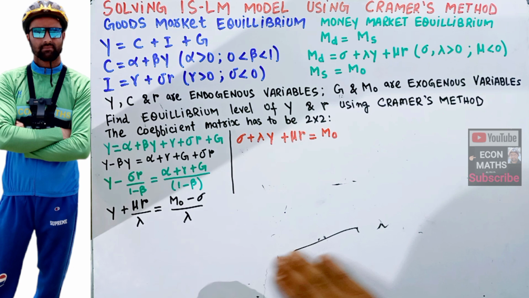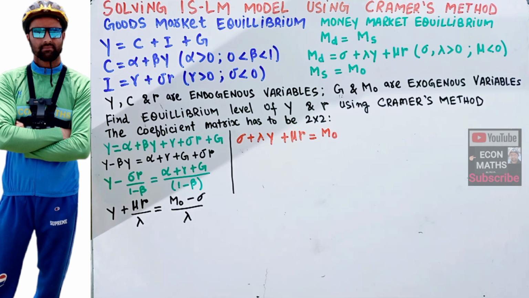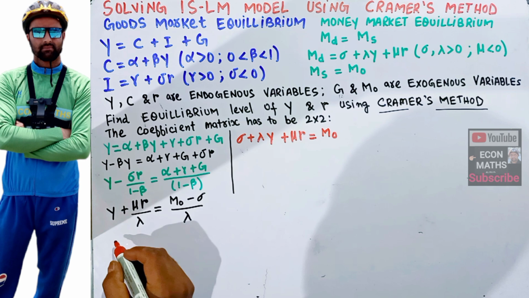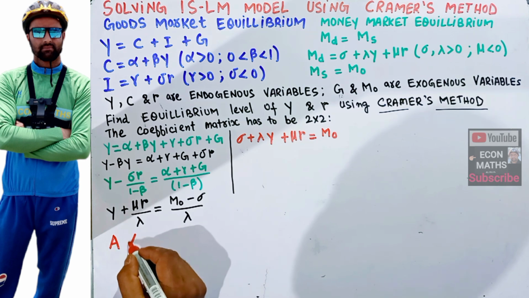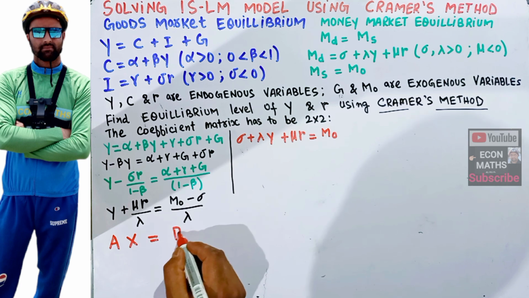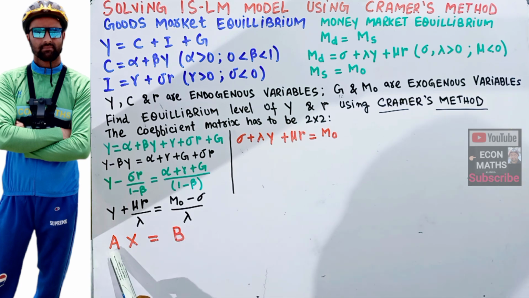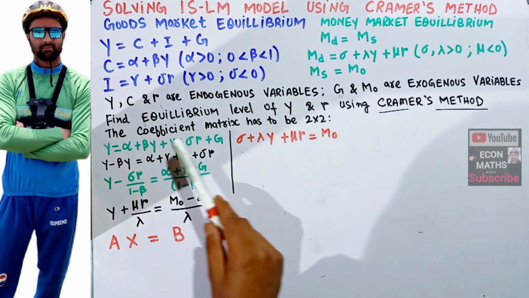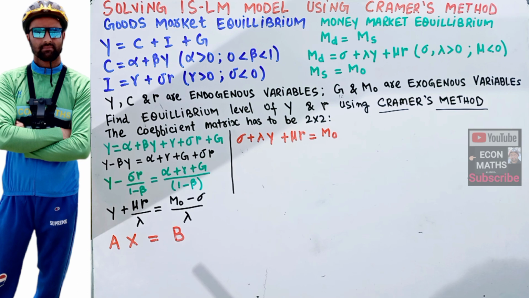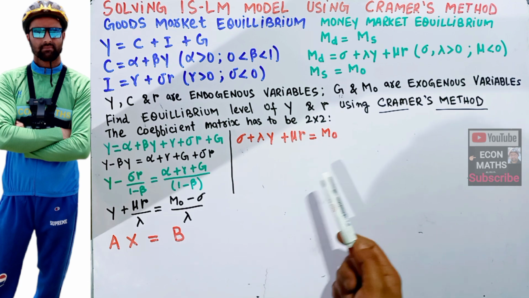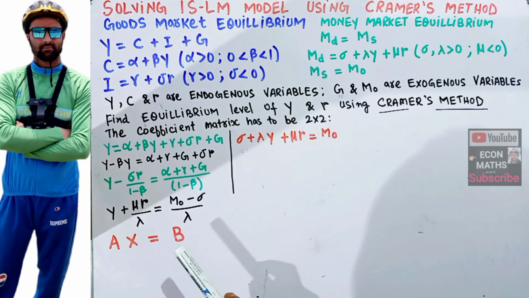To solve for equilibrium level of income and interest rate using Cramer's method, we need to convert this into matrix form. So how do we write it into matrix form? Simple thing, we write Ax is equal to B. Let me explain what is A. A is the coefficient matrix, and we are told that the coefficient matrix has to be of order 2 cross 2. X denotes the solution vector, that means what we are supposed to find here, that is income and rate of interest. B is the vector of constant terms.